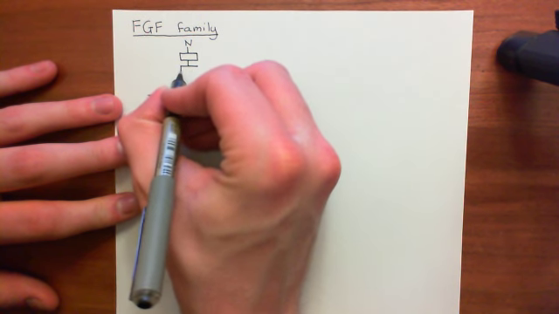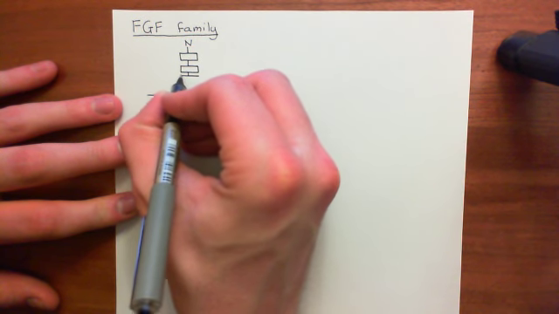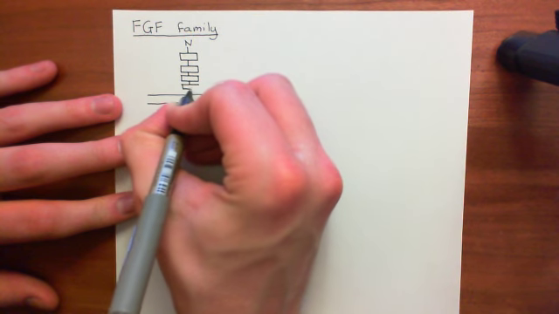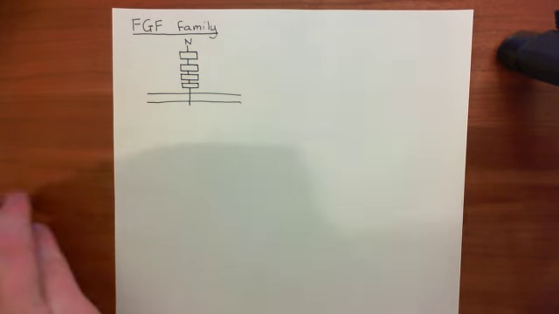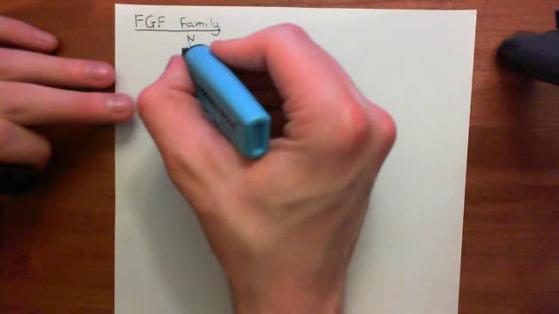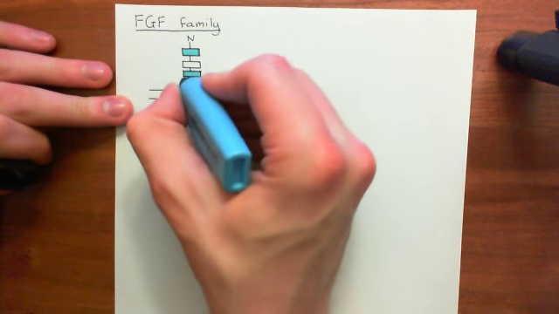We've then got a special structure next up known as the acid box, and I'll come back to this in a moment. Then we've got two more immunoglobulin-like domains, one here and one here, before we then have the transmembrane alpha helix.